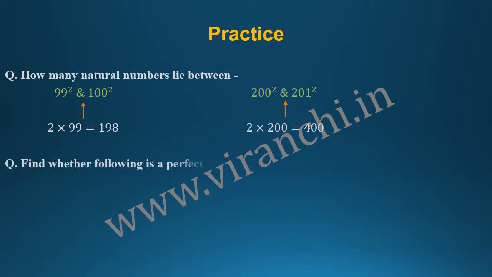Another question. Find whether the following are perfect squares or not. We have 25 and 19. Just now we have seen that a natural number that cannot be expressed as the sum of the first few odd numbers starting from 1 is not a perfect square. I will use this trick here.